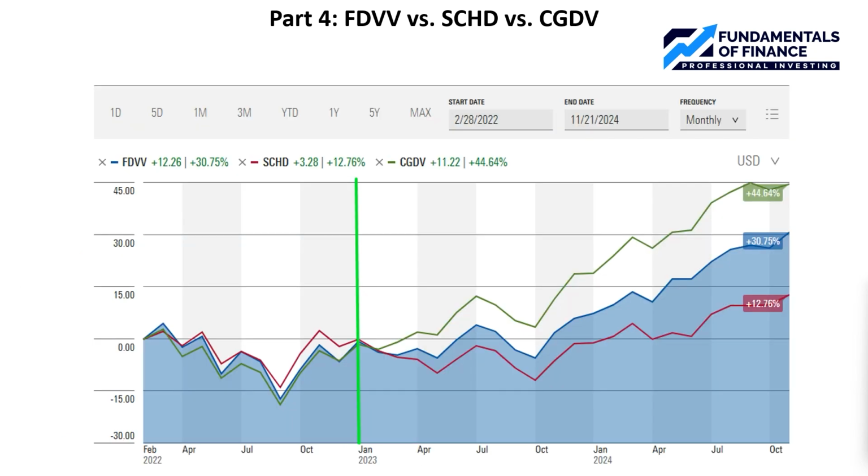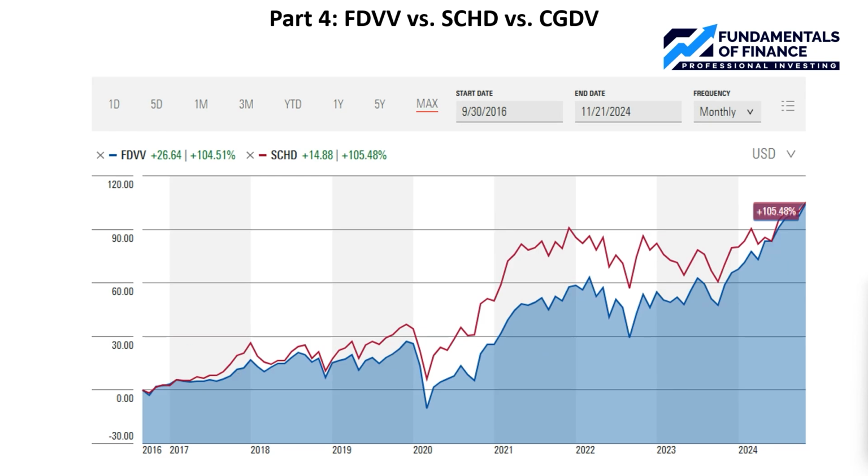These portfolio differences are the main reason why SCHD did the best in 2022, when value was heavily in favor, and CGDV and FDVV did better in 2023 and 2024, when growth came back into favor. Interestingly, if we take out CGDV, so we can go back a little further to FDVV's inception, we can see that SCHD has actually done better in the long run, and FDVV has only done better recently in the tech rally, probably in part because they own so much NVIDIA.